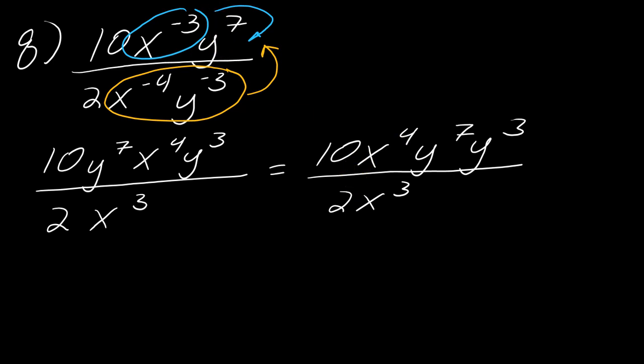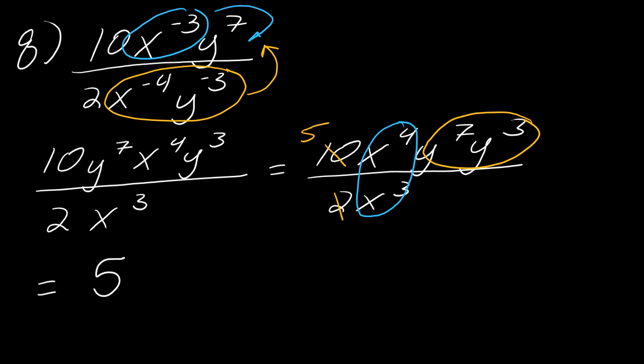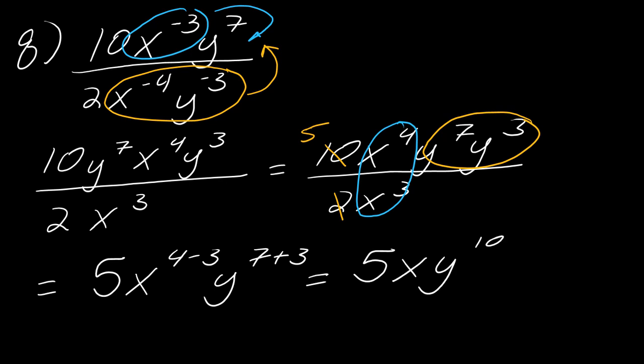So now I can see that with these x's here, there are more x's on top than on bottom, so I can use the quotient rule. While with these y's, I can add them. And then this 2 will actually cancel out with the 10 and just become a 5. So now I'm going to have 5 x to the 4 minus 3 and y to the 7 plus 3. So this is going to be 5xy to the 10th.